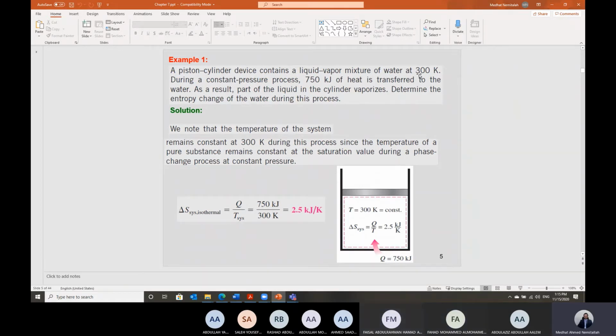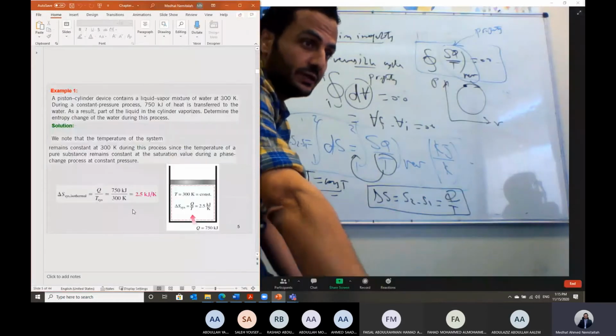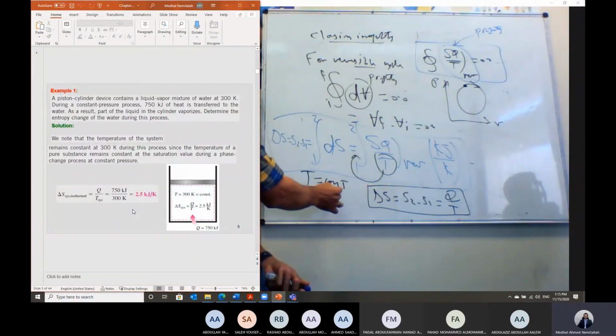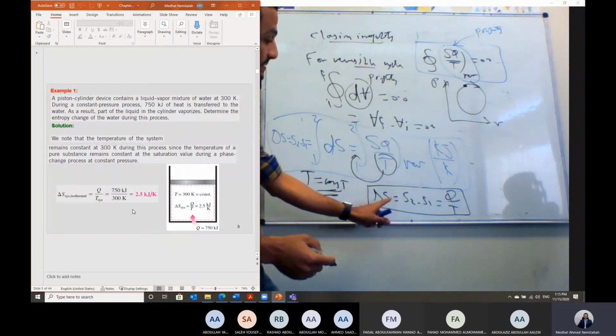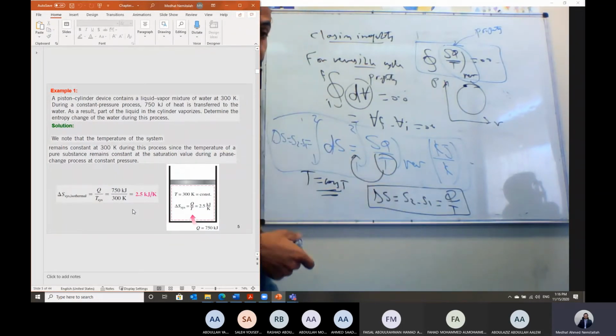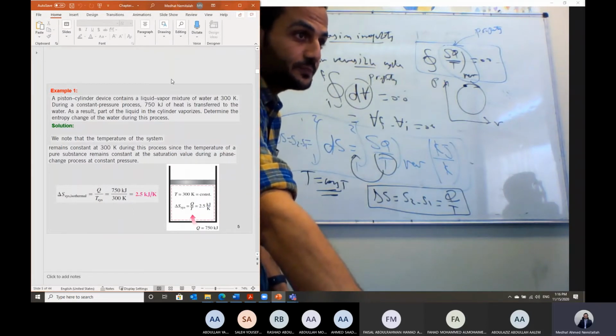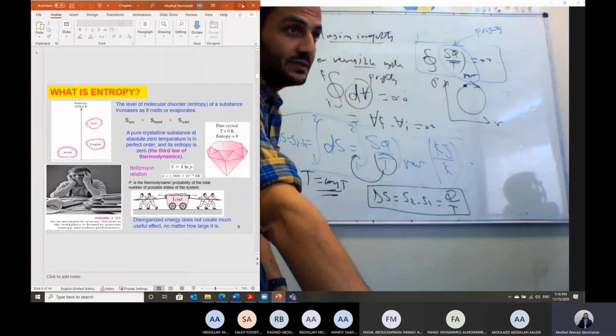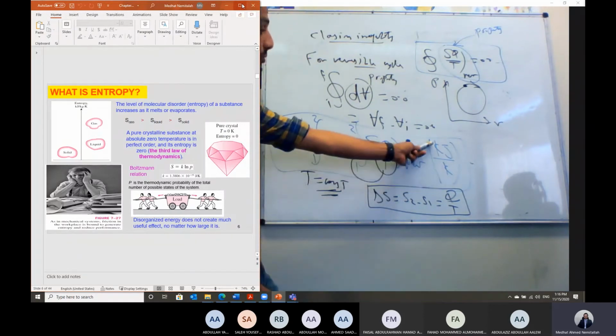In this case, the temperature will be fixed at 300 Kelvin, and we have heat added equal to 750. So in this case, the change of entropy, which is required to calculate, the change of entropy for the system during this process should equal Q divided by T, which is 750 divided by the temperature, which is 300. Then we can calculate delta S in this case. So in case of an isothermal process, while the phase change process, delta S is equal to Q divided by T.